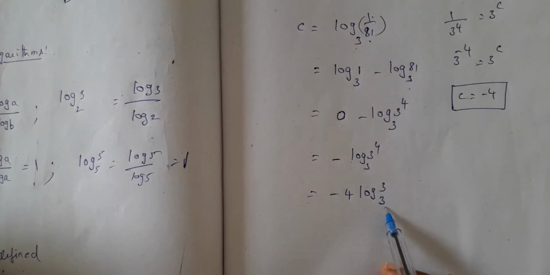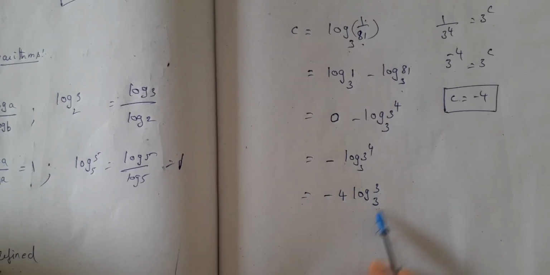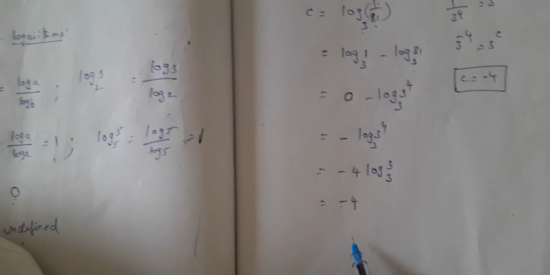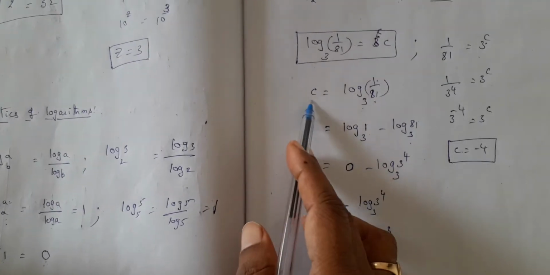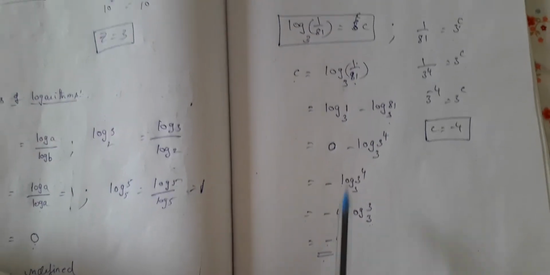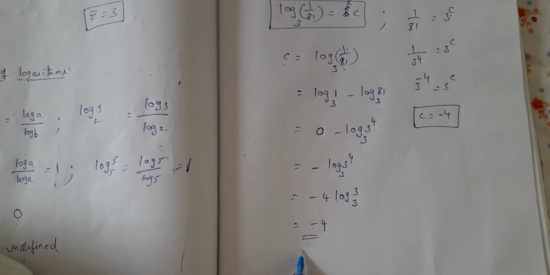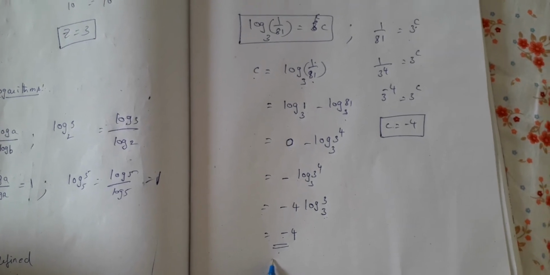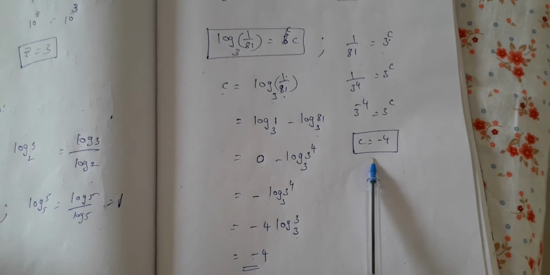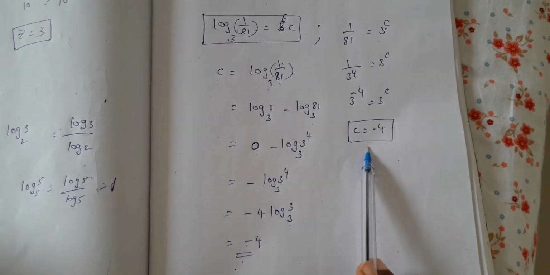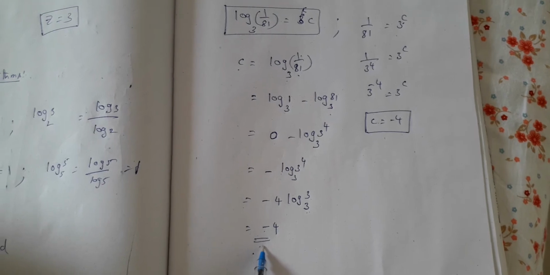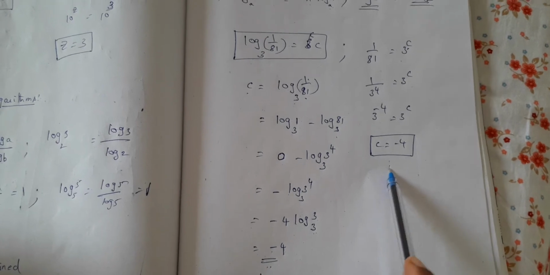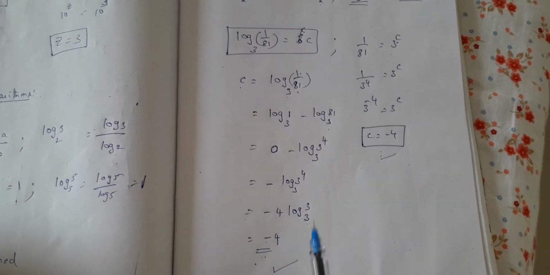Log a base a, we got it to be 1, because log 3 by log 3 will get cancelled and give 1. So that is 4 multiplied by 1 with the minus sign. So we got minus 4. We got C value to be equal to minus 4 even by applying logarithms. See the beauty of logarithms. We got it directly from our knowledge of powers and exponents, C is equal to minus 4. And here by applying logarithms, we got minus 4. Hence proved, is it not? Whether this method is right or not, absolutely right.